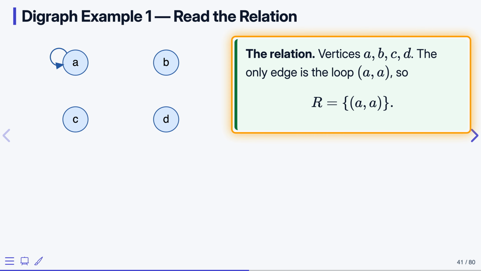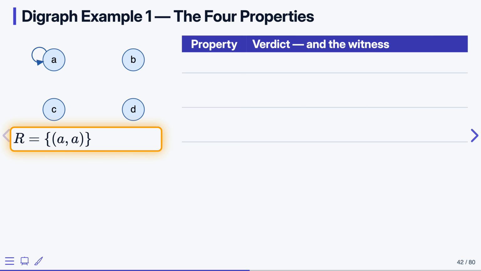So the relation holds exactly one pair, the pair AA. The vertices B, C, and D take part in nothing at all. On the next slide, we check the 4 properties against this one pair. Now the 4 checks against the single pair AA.